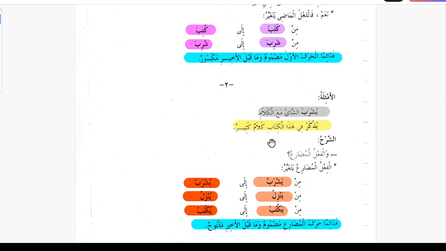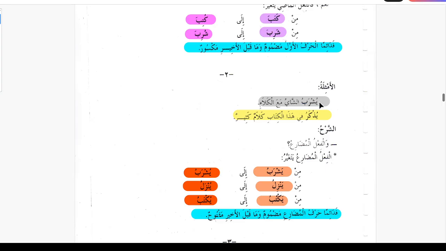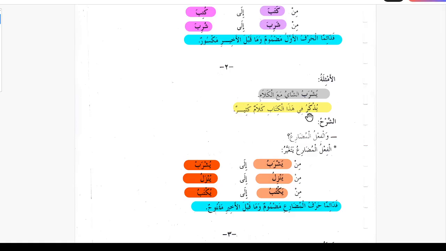So now this was the past passive. How about the present tense in the passive form? Here are some examples. Yushrabu shayu ma'al kalami. The tea is drunk while talking. Yuskaru fi hazal kitabi kalamun kasirun. Many things are mentioned in this book. So here Yushrabu and Yuskaru come from Zakara Yaskuru, which changes to Yuskaru, and from Shariba Yashribu, which changes to Yushrabu. So these two verbs are the passive verb in the present form. So this was the past tense, and this is the present passive.